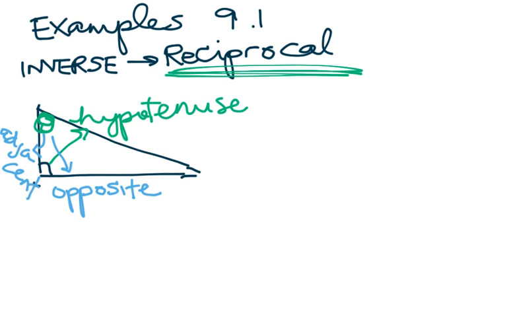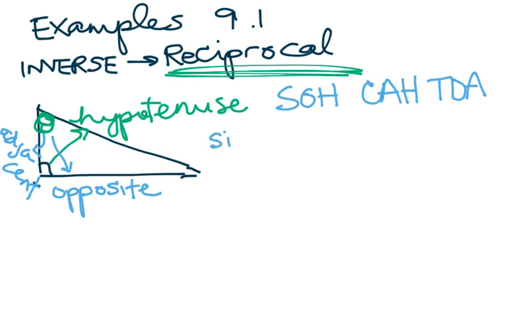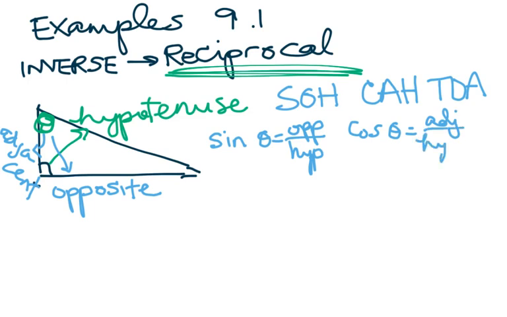So remember, if we're doing our basic functions, it's SOHCAHTOA, and you would write that as sine theta equals opposite over hypotenuse. Cosine of theta equals adjacent over hypotenuse. And of course, tangent of theta equals opposite over adjacent.